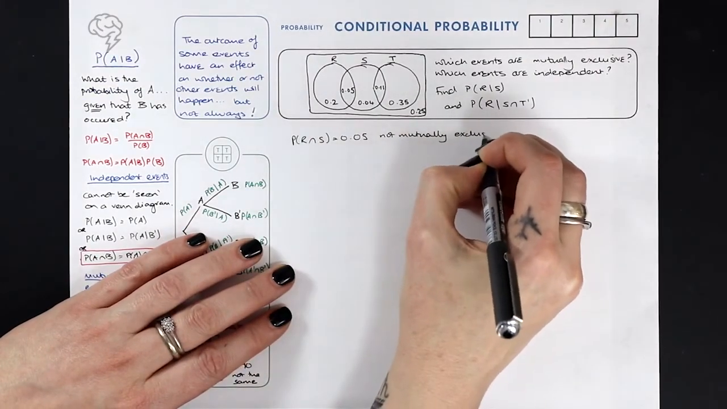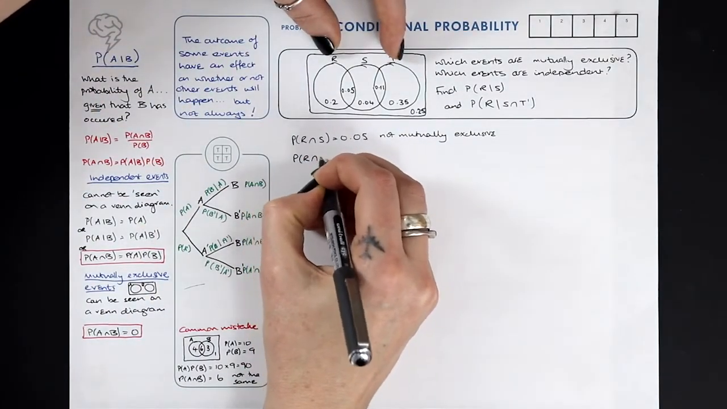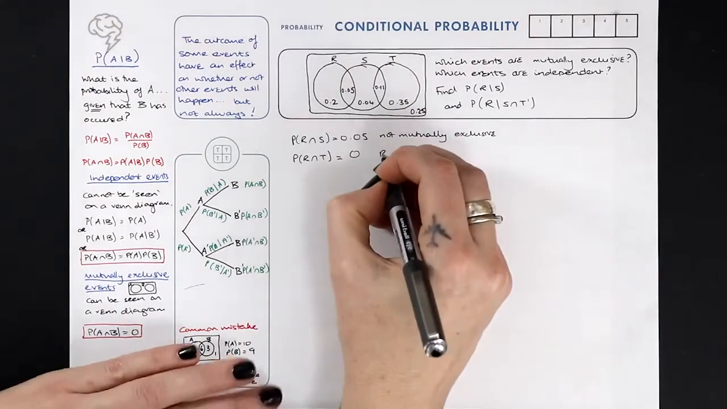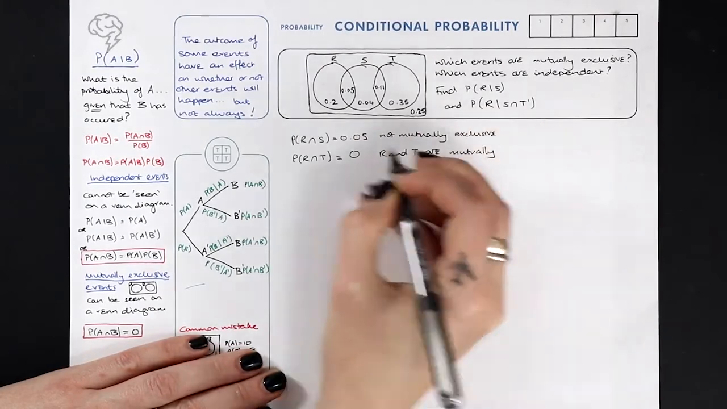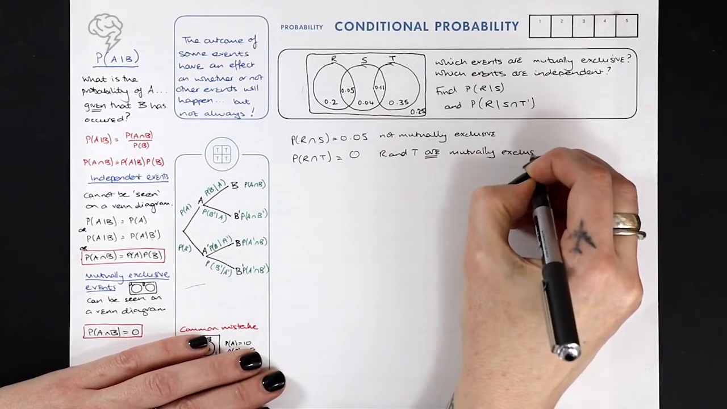If they were mutually exclusive, we'd have a probability of 0. What about R and T? What is the probability of R and T? 0. R and T do not overlap at all. They cannot both happen. You can't be in the R circle and in the T circle. So they are mutually exclusive.